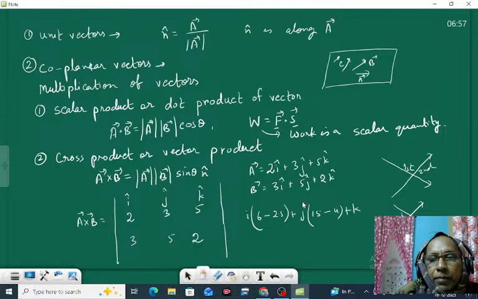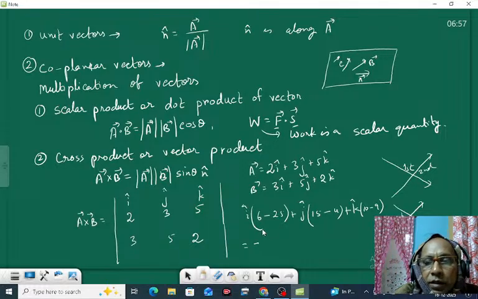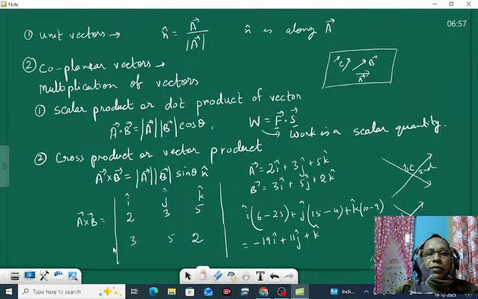Plus k. For k, again this is first, this is second; leave this row and this column. That is 5 into 2, 10, minus 9. Then we are getting 6 minus 25, that is minus 19i, plus 11j, plus k. So this is the resultant of vector A cross B.